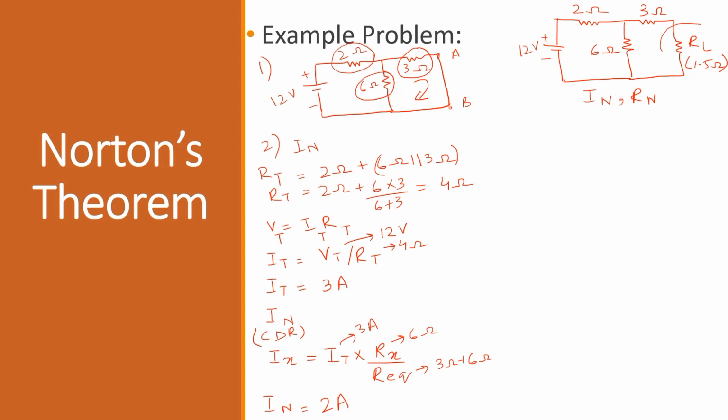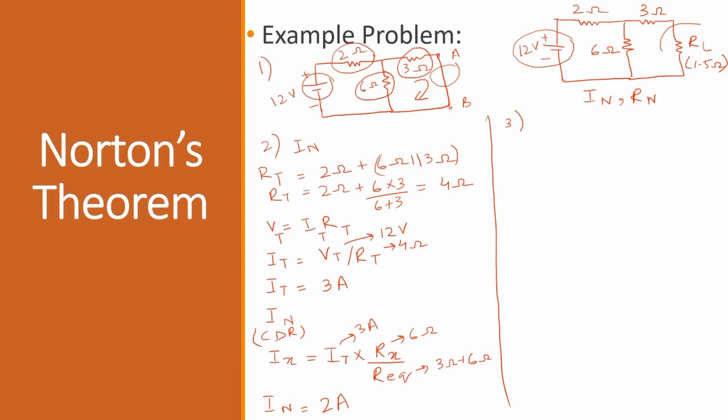Now, what will you do in the next step? In the next step, you will open all current sources, short voltage sources, and open the load resistor. As you can see, there is one voltage source in the main circuit, and there is the load resistor which you had shorted. It means you have to open this load resistor.